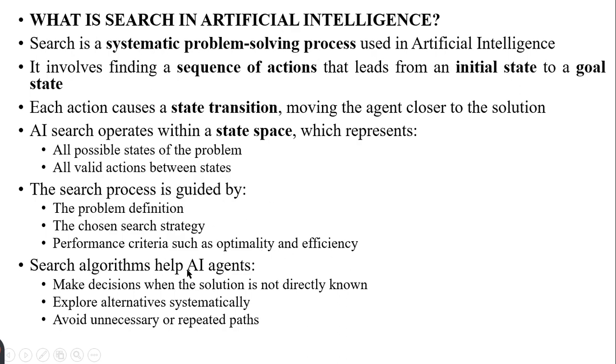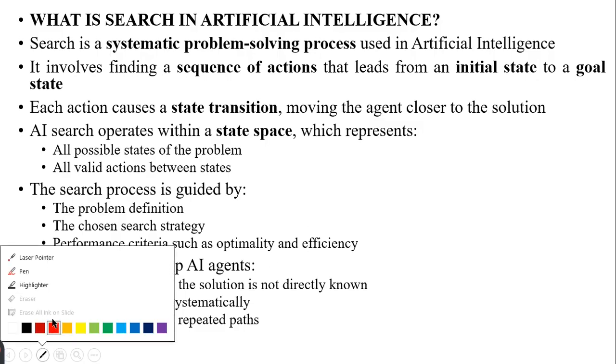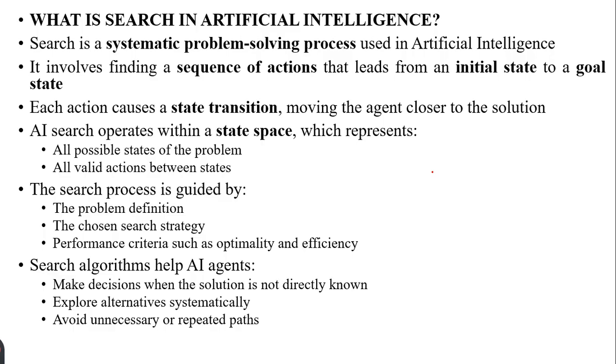Searching algorithms help the AI agent make decisions when the solution is not directly known. They explore the alternatives systematically and avoid unnecessary or repeated paths. So these are the purposes of searching in artificial intelligence. Suppose we have a problem, we have to identify the solution with the help of problem-solving techniques. So that's why we are going for this topic.